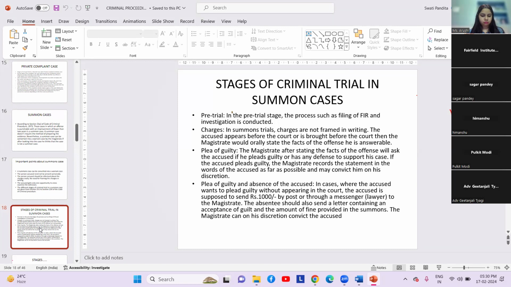So, in summons cases, we have a pre-trial stage, FIR and investigation, then the charges, plea of guilty, and so on. I'm not repeating it just to save some time.